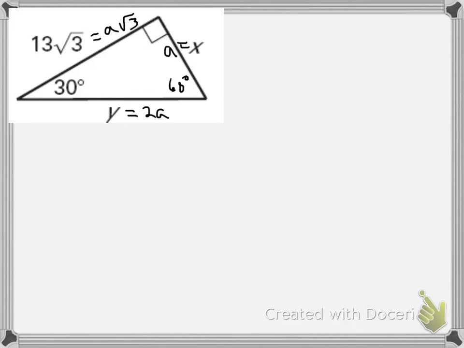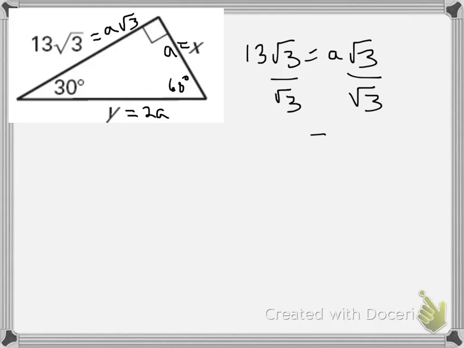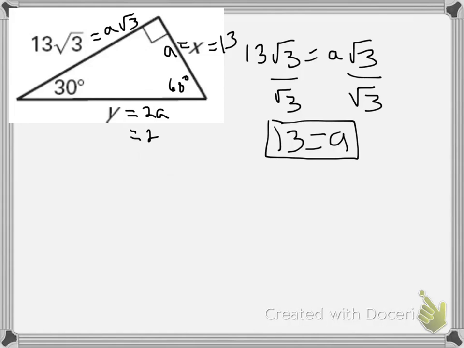In this particular one, we know 13 root 3 is equal to a root 3. And so to get a by itself, we divide both sides by root 3. And we get a equals 13. Well, if a is 13, x is 13, and y is 2 times 13, which is 26. And we've solved the problem. So you may want to pause it and write this down if you didn't follow or think you need it. And I'm going to clean it up and get the next one going.